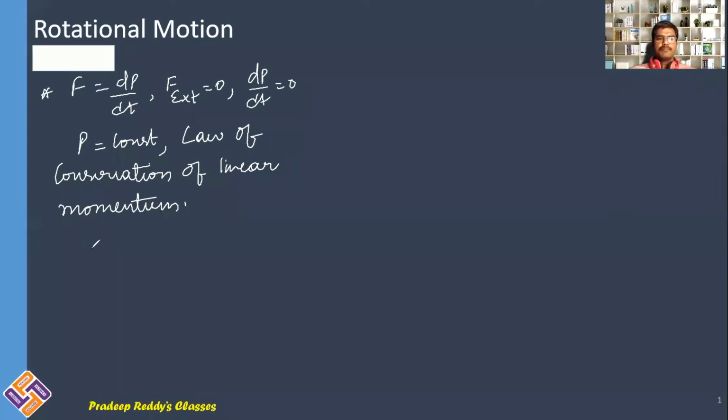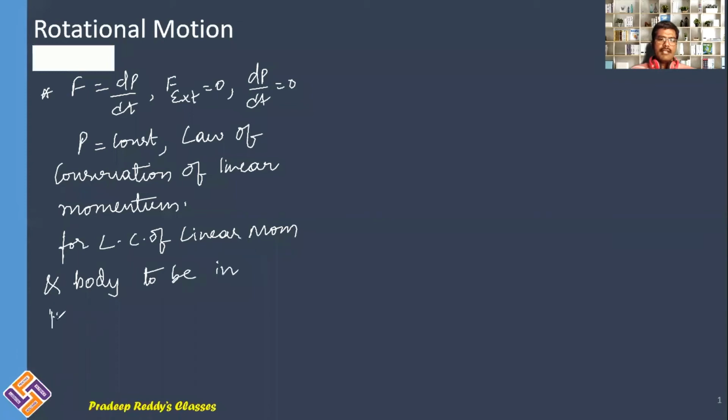So remember that for the law of conservation of linear momentum and for the body to be in linear equilibrium, F external should be equal to 0. When F external is equal to 0, the body is said to be in translational equilibrium. This is what we already know.